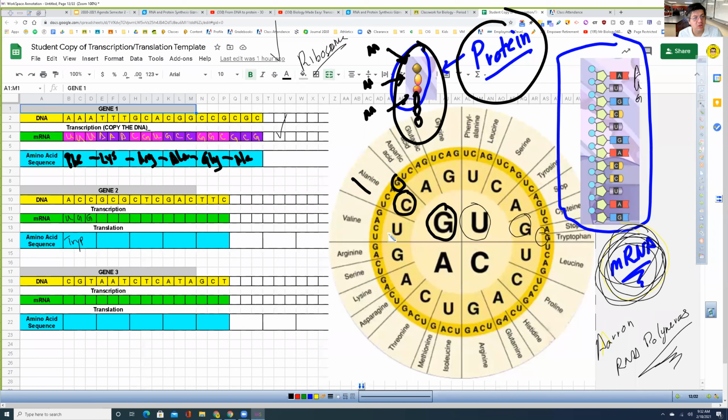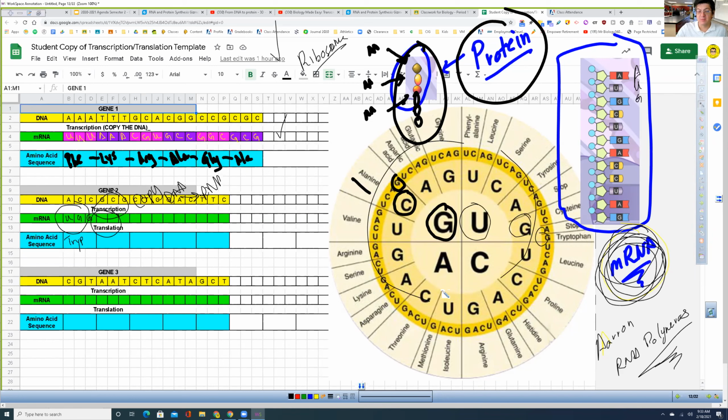So to show me that you know how to copy the DNA, right? That's step number 1. Copy the DNA into RNA. And step number 2 is, can you take this code and translate the code with your table? I will always give you this table over here on the right. Does that make sense?